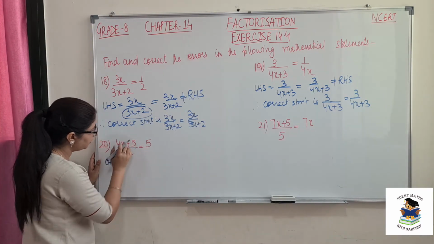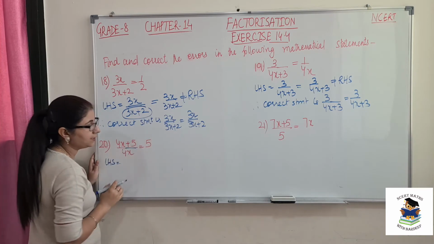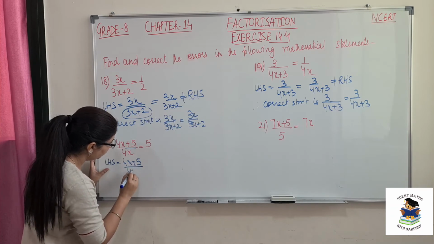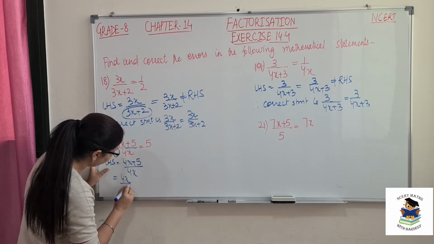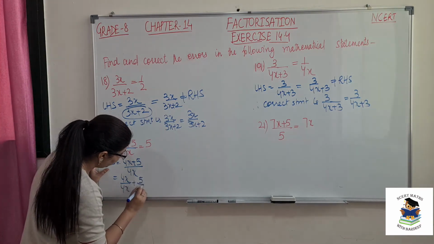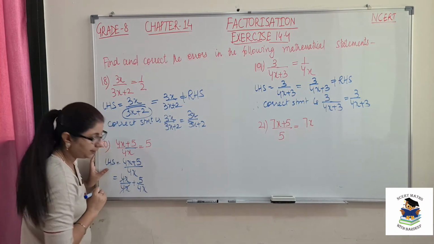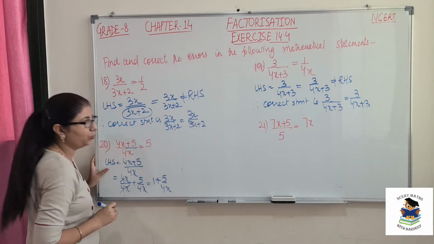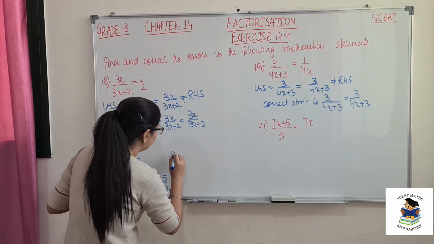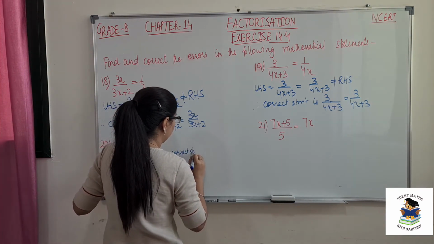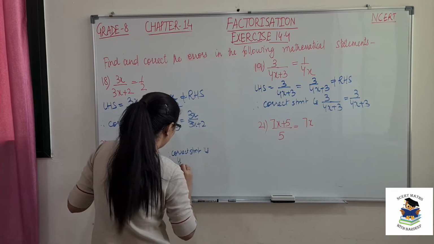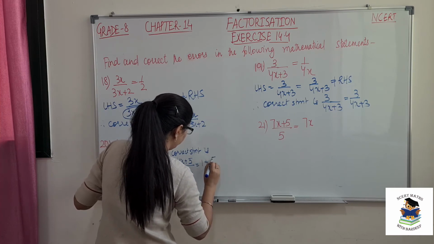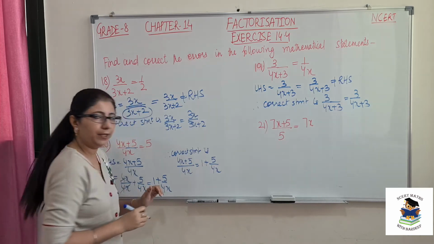So here the mistake is that this 4x is being cancelled and the answer is kept as 5, but this is wrong. So what should be the correct way to solve this? I will split this into 4x by 4x and 5 by 4x. Now I can cancel this and it should be 1 plus 5 over 4x. Therefore the correct statement is 4x plus 5 over 4x is equal to 1 plus 5 over 4x.